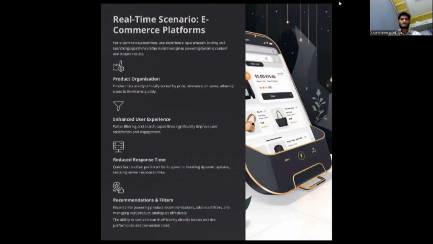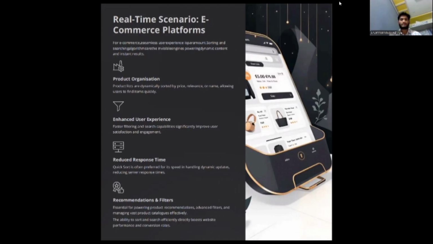Personalization features such as recommendations and smart filters depend on real-time processing, so users are often guided toward the most relevant products based on their preferences. Therefore, performance optimization is crucial to customer retention.